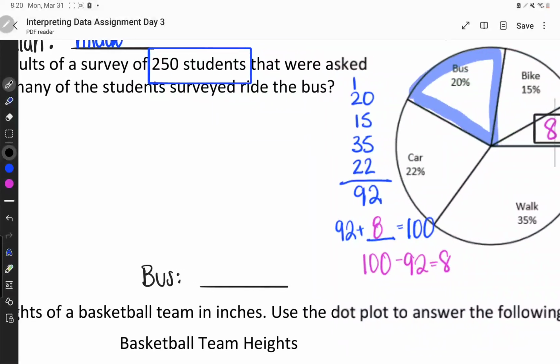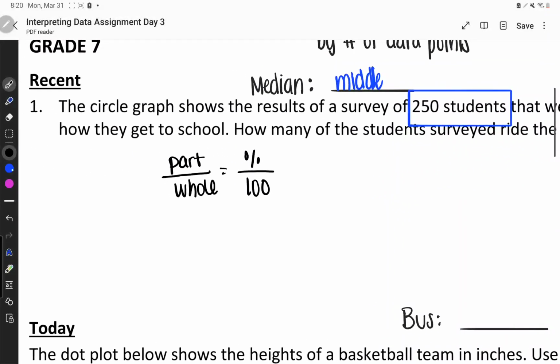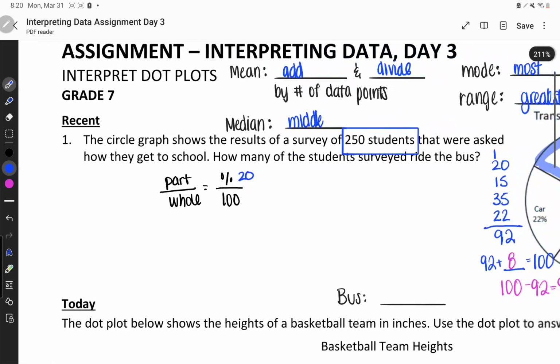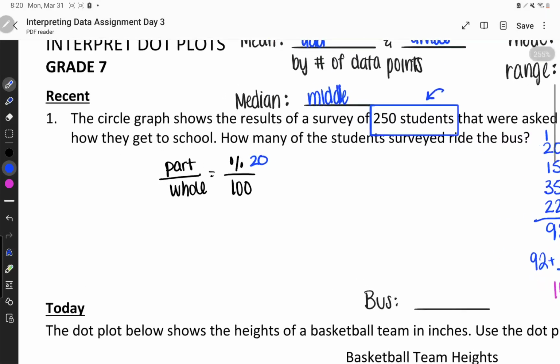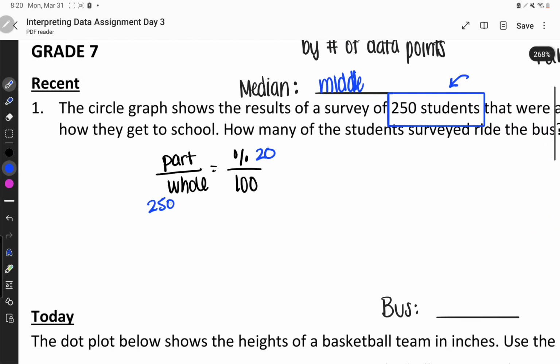Now, what do I know about the bus? I know that 20% of people rode the bus. So that goes with my percent. And then what else do I know? I know that there were a total of 250 students surveyed, which would go for the whole. I don't know my part, so we're going to do x. And then I'm going to rewrite that. So I have x over 250 equals 20 over 100.